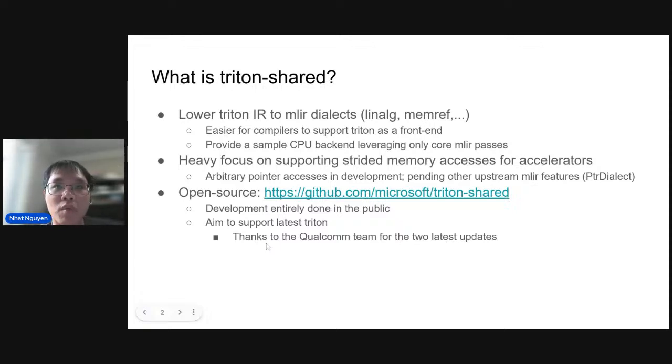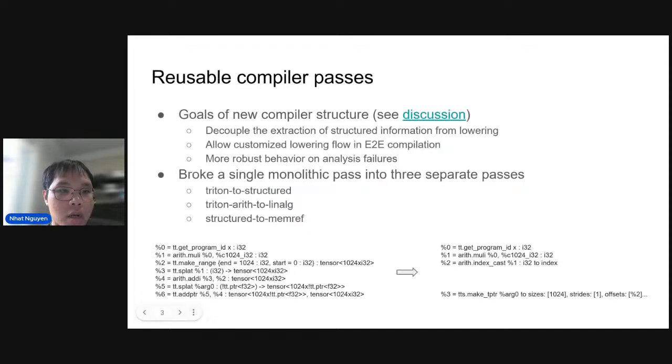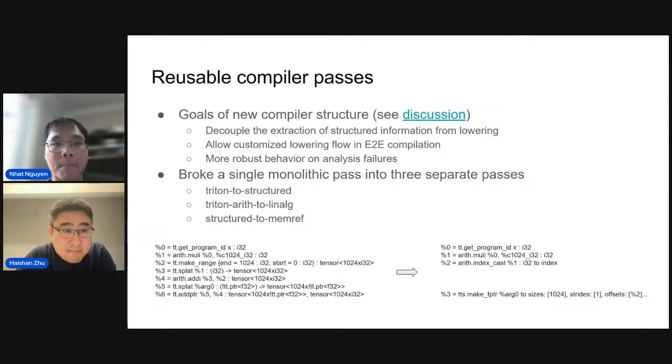So that's a quick overview of the project. Now I'm going to go into the updates and the progress we made over the last year. The biggest one being a rewrite to make the compiler passes more modular. This came from Meta. I'm going to transition to Haishan, who will be presenting this slide.